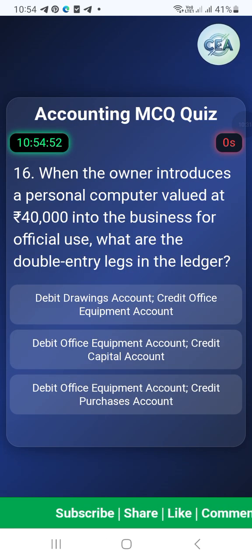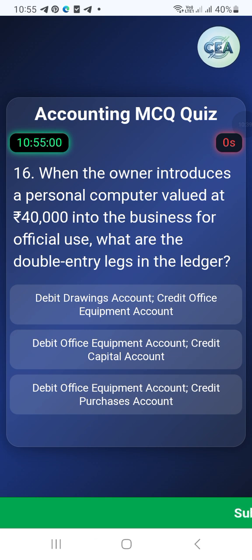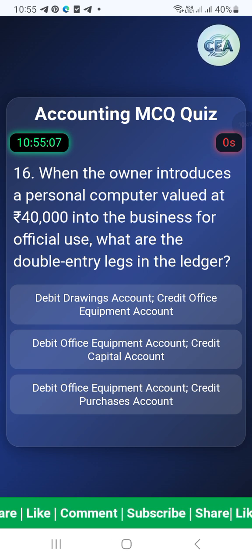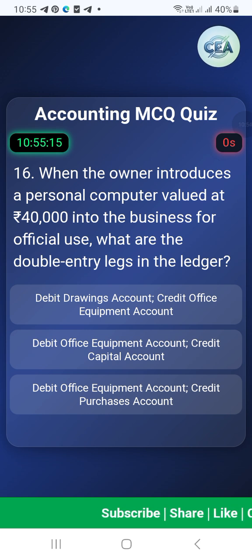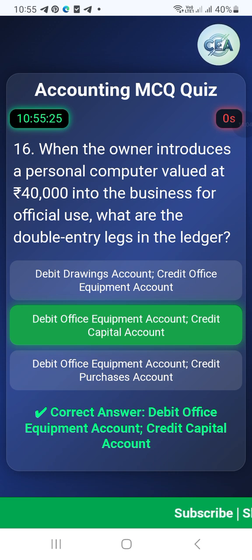16. When the owner introduces a personal computer valued at 40,000 rupees into the business for official use, what are the double entry legs in the ledger? Option 1. Debit drawings account, credit office equipment account. Option 2. Debit office equipment account, credit capital account. Option 3. Debit office equipment account, credit purchases account. Correct answer is debit office equipment account, credit capital account.